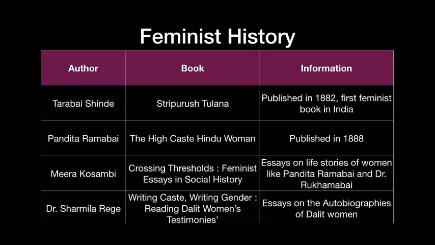Now, let's see some of the books written by women authors. Tarabai Shinde wrote the book Stree Purush Tulna. It was published in 1882. This is the first feminist book in India. She wrote attacking the male-dominated social system and the caste system. Pandita Ramabai wrote The High Caste Hindu Woman, which was published in 1888.